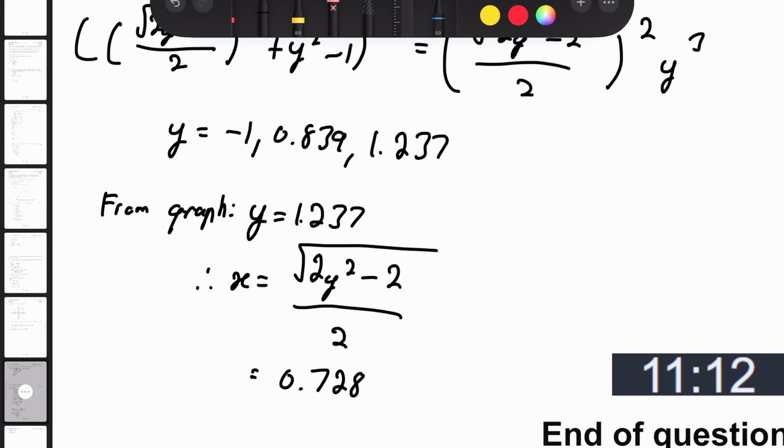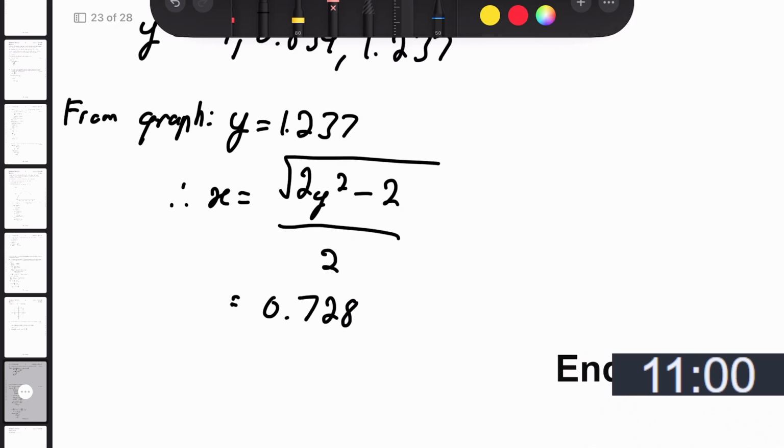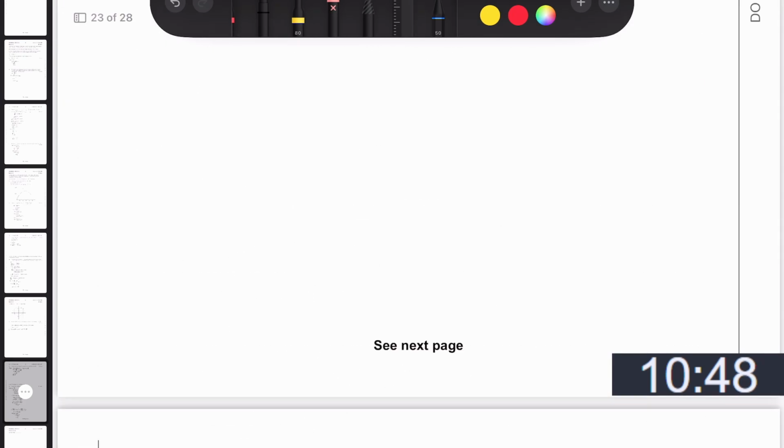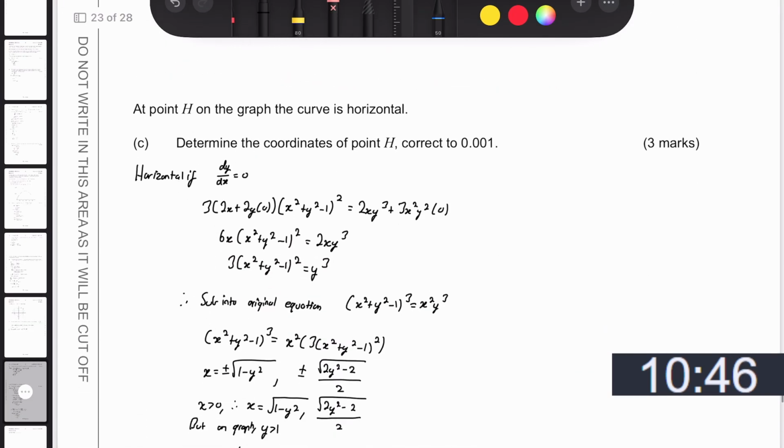Oh, because I think they're all on the same square root. So let's do 2 times 1.237 squared minus 2 on 2. Non-real on calc. Oh, no, wait, 0.5. Oh, wait, yeah, okay. 0.515. Yep, that looks nice, okay.